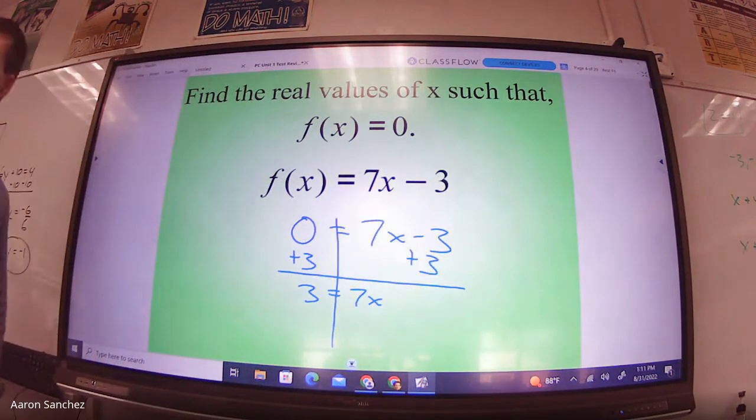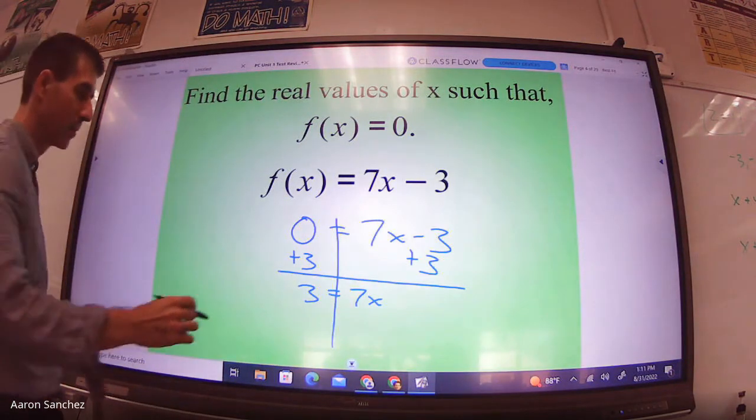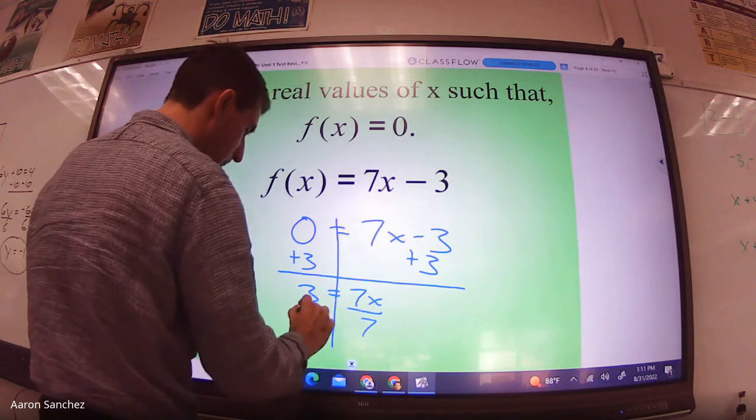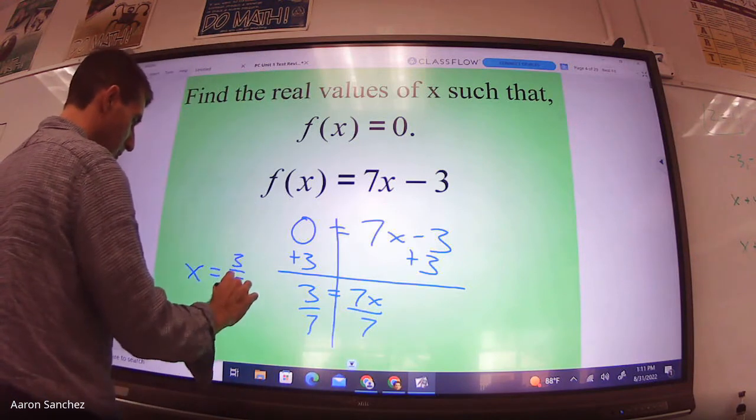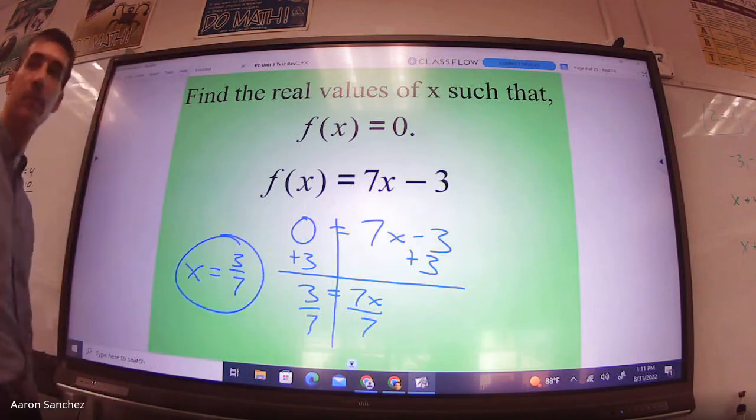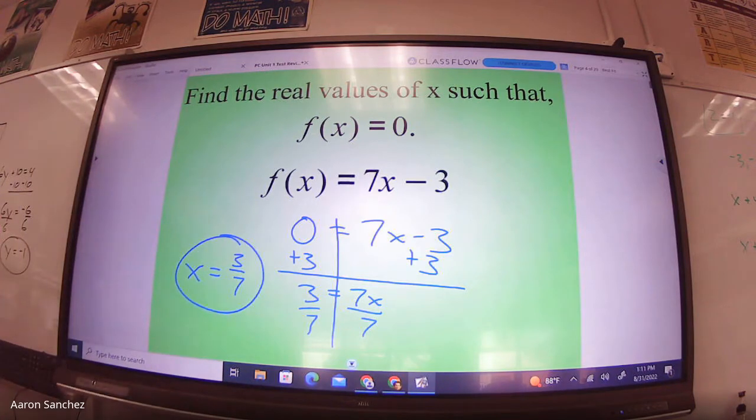And I divide by 7, solving for x. And then check your work, make sure it's right. X equals 3 over 7. Pretty straightforward. Okay, let me know if I'm going too fast. After you're done with this, I can go back if you guys need.